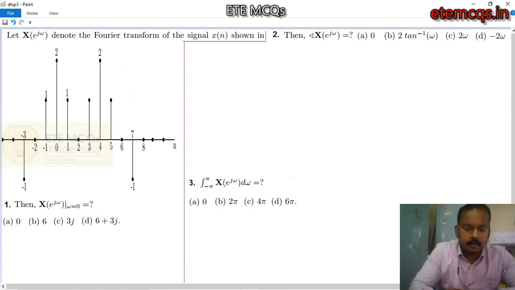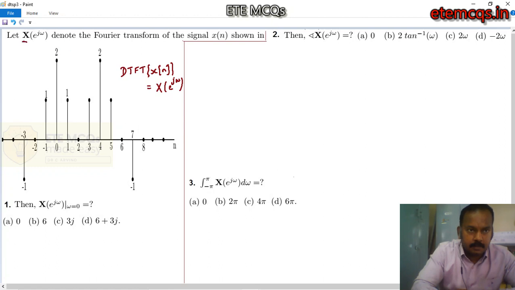That is, in other words, if you take the DTFT of x of n, it is represented as X of e power j omega. So this is our discrete time Fourier transform of a discrete time signal x of n, represented as X of e power j omega, and that is what is given for us here. So it is the DTFT of a discrete time sequence x of n.